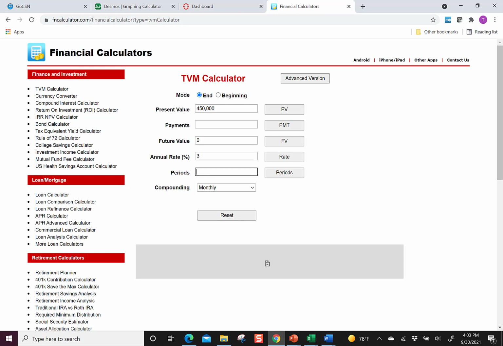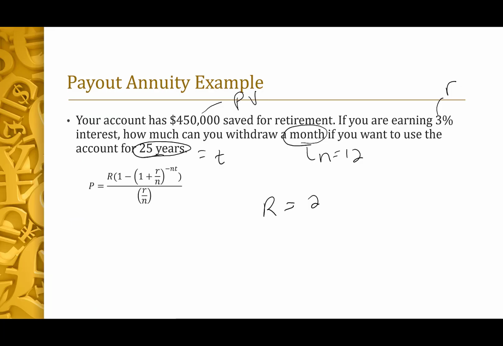The periods, remember, you have to multiply together. We're doing monthly, 12, for 25 years. That's a total of 300 payments we're going to take out. It was monthly, so that's already set, and then we hit payment. This says you can withdraw $2,133.95 every month. We found our R was $2,133.95. Remember, it was negative because we're taking it out, but we wrote it as positive here.